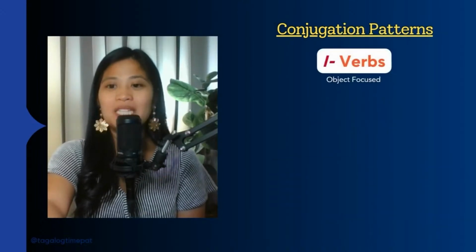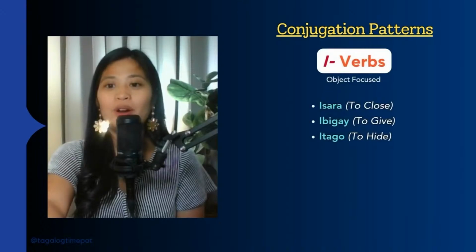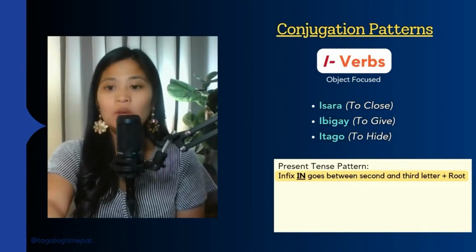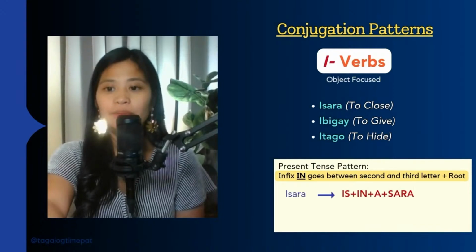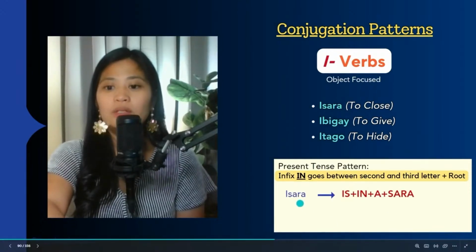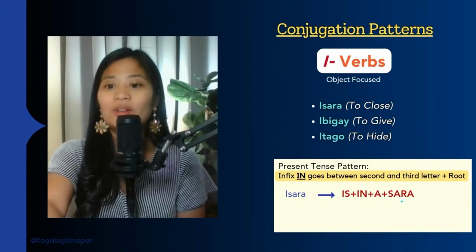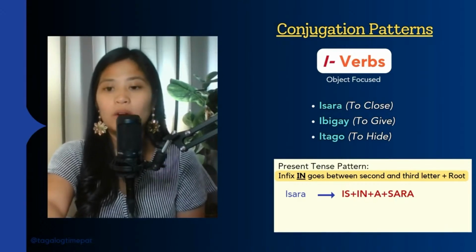Lastly, i verbs. These are object-focused. Some examples are isara, to close, ibigay, to give, itago, to hide. And now the pattern is the infix in goes between the second and third letter, and then it's the root. So isara, to close, becomes isinasara. Isinasara ko yung pinto. I am closing the door.